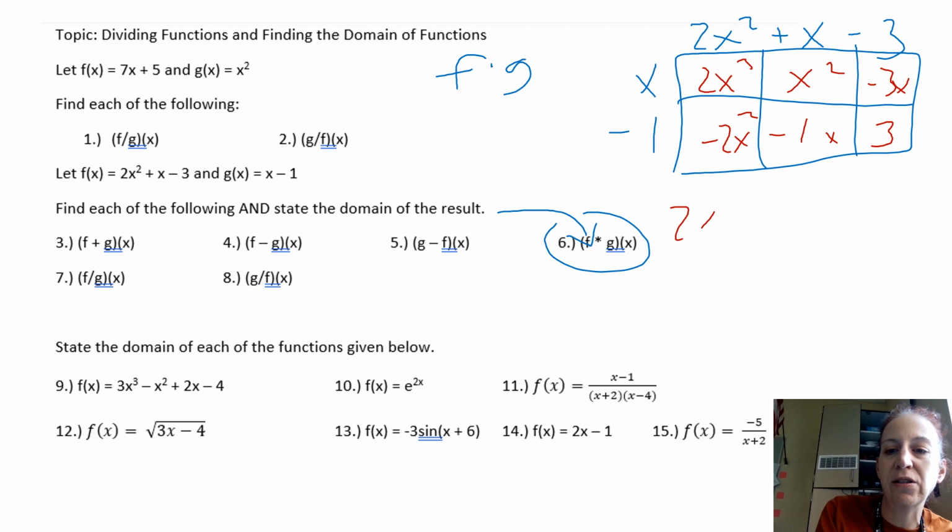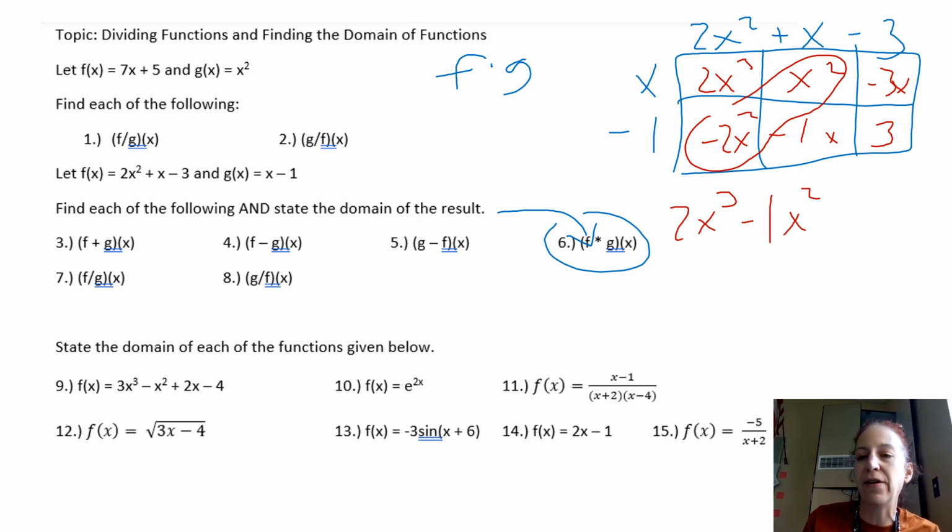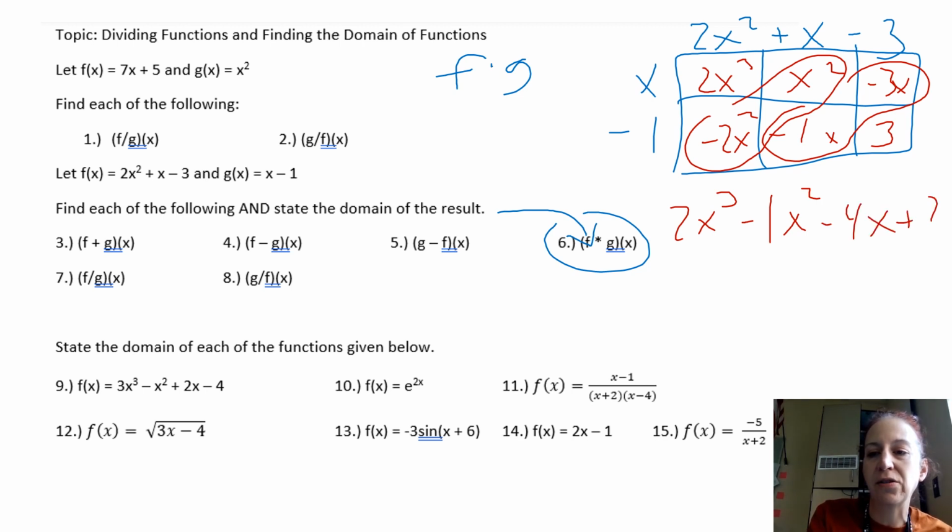So we have 2x to the third, -2x squared plus x squared, which is -1x squared, or just -x squared, which is fine as well. -1x plus -3x is -4x, and then a plus 3.